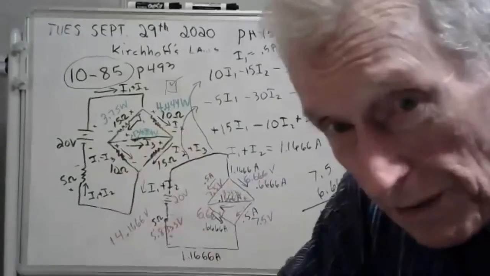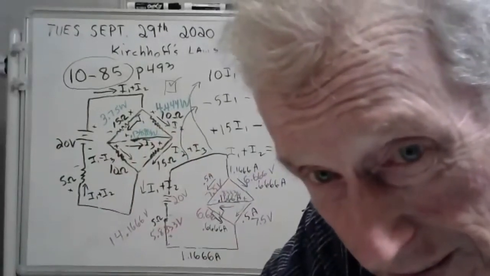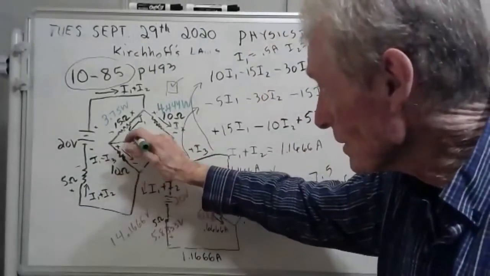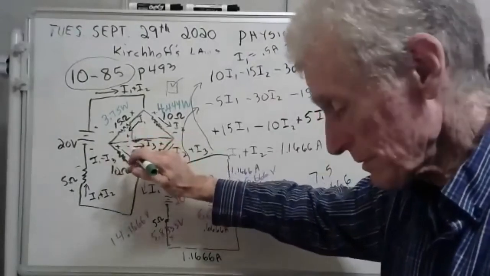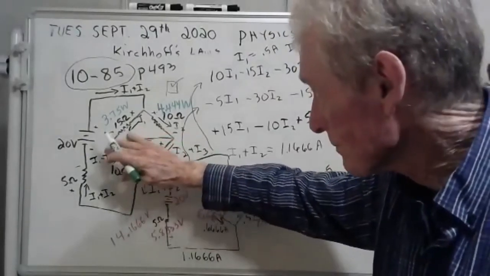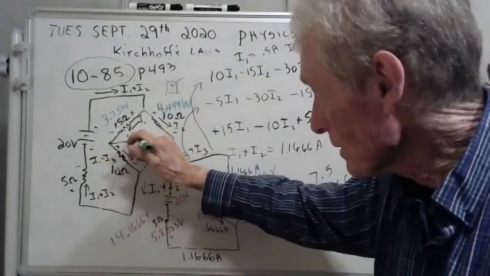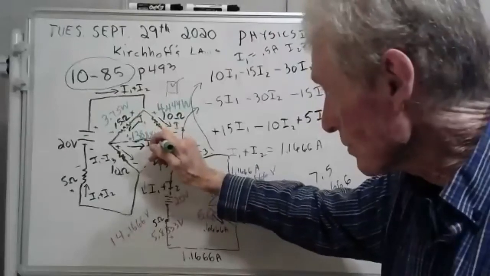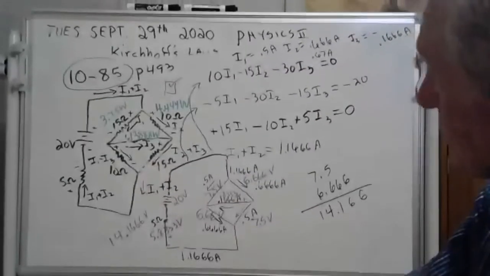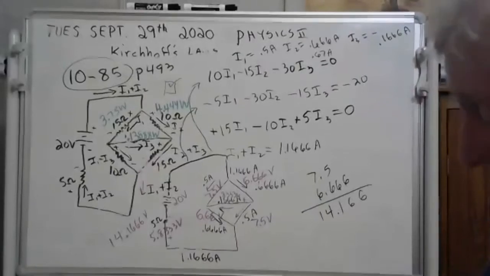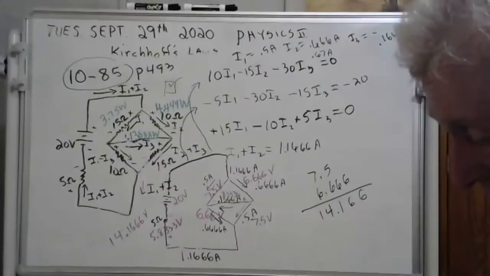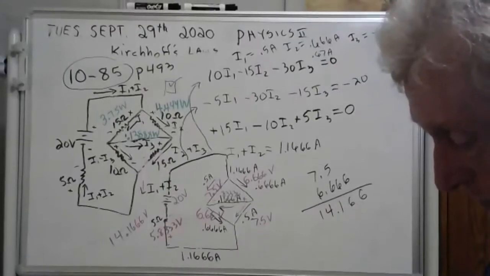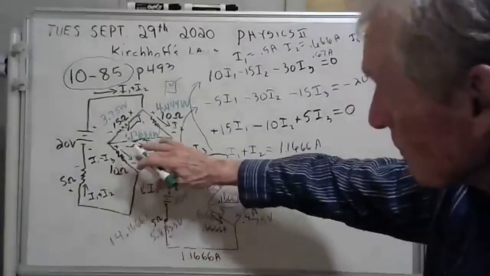I don't know if you can read my writing. It's awfully bad. Let me try to write that bigger and thicker. I'm getting 0.1388, a whole bunch of 8s watts. Now, let me do that again to make sure I'm doing that right. I could go I squared R, 0.1, a whole bunch of 6s squared, times, it was 5 ohms. Yeah, that's right, 0.13888 watts.